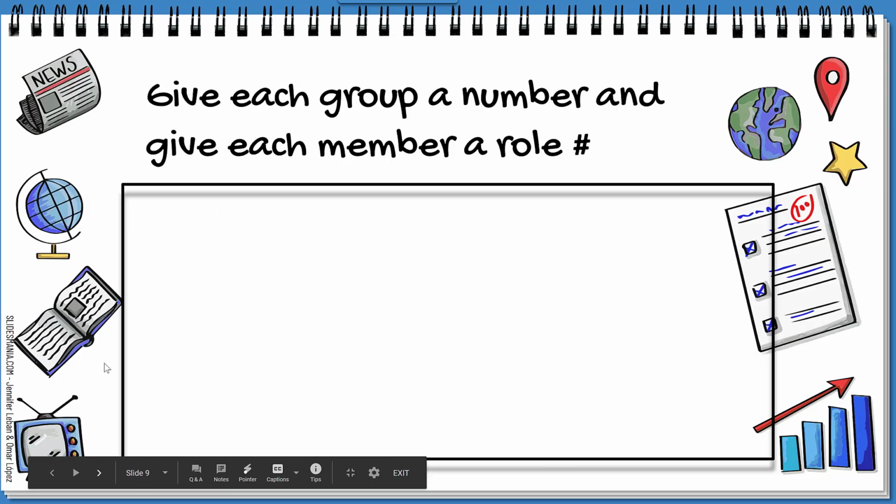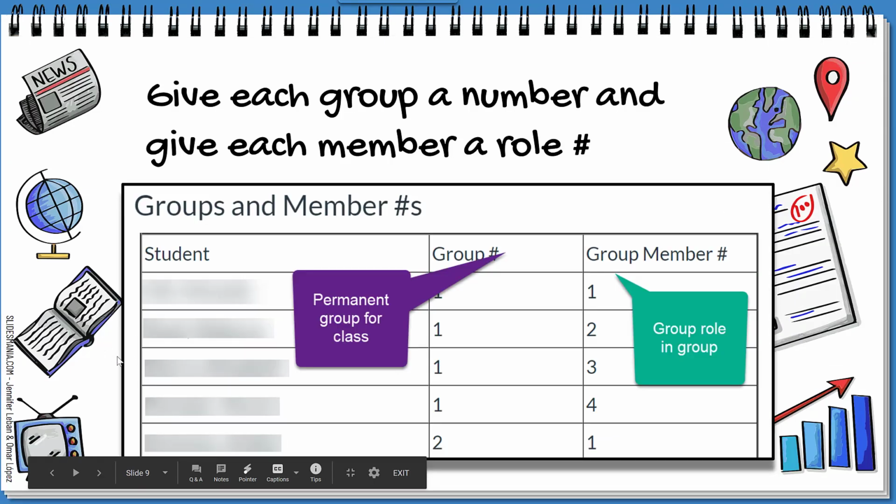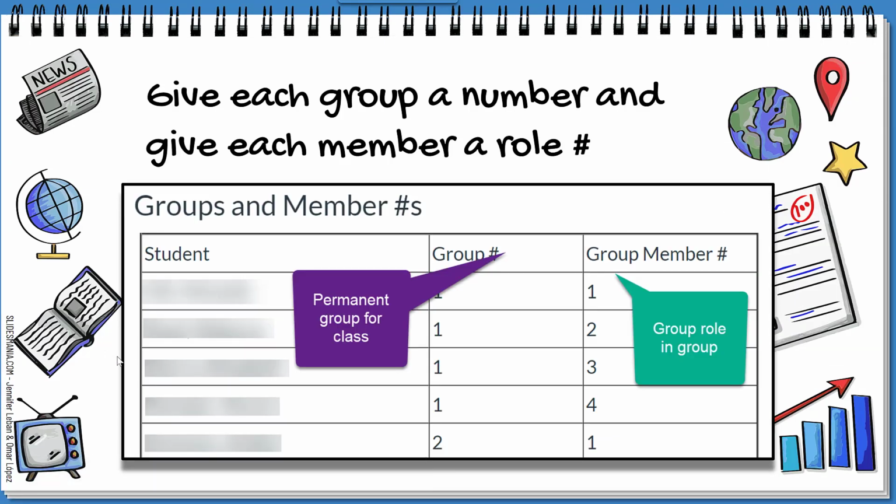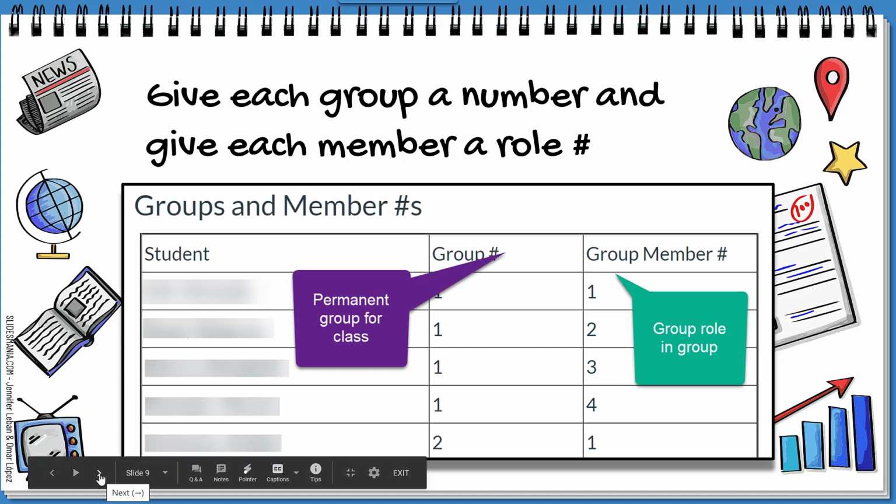So how do I organize my groups? I have a table where I put the student's name, and then a group number and a member number. The member number is the group role. I do this because in a few minutes you're going to see how I rotate the tasks or roles they do based on their group member number. As I said before, I keep my groups together for the whole semester. I don't switch groups during the semester.